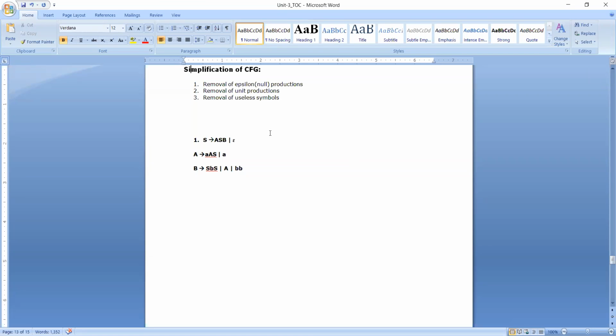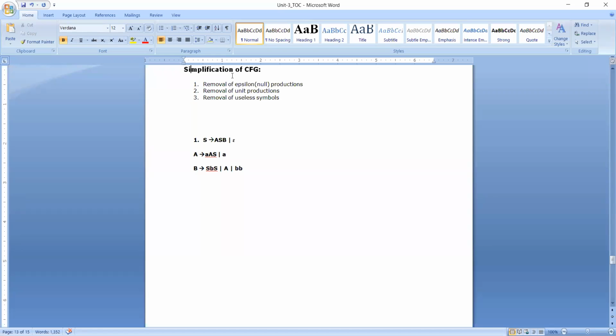So good morning all. Our today's topic is simplification of the CFG. As we discussed, whenever we have a grammar and we are asked to convert it into the Chomsky normal form or a Greibach normal form, before directly converting our grammar into either CNF or GNF, the first and foremost thing we need to check is whether the grammar has been simplified or not.